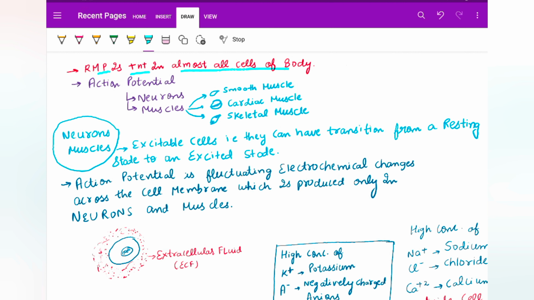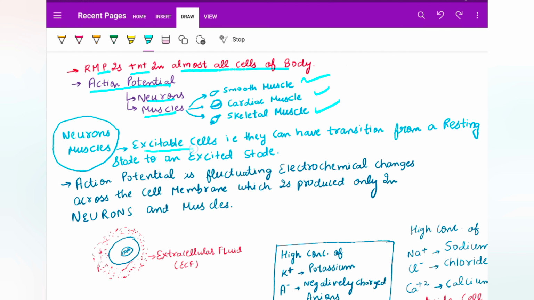Next, RMP is present in almost all cells of our body. Every cell of our body has a certain membrane potential across its membrane. But if you talk about action potential, only special cells, that is, neurons and muscle cells, have the ability to generate action potential, be it smooth muscle, cardiac muscle, or skeletal muscle. Now, the question arises: why only neurons and muscles? It's because of their excitability property.